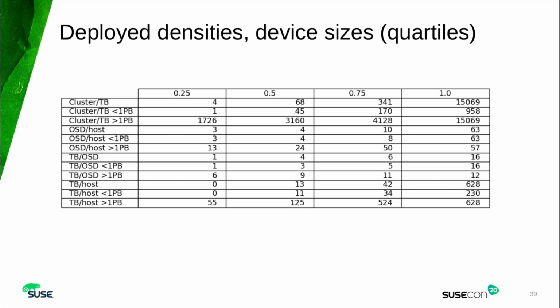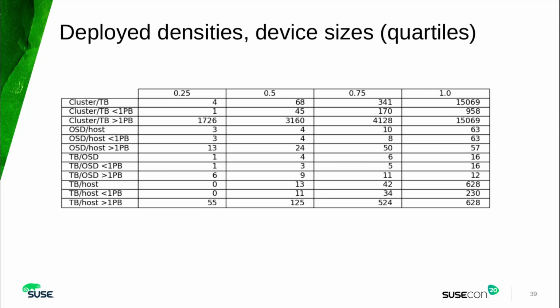What kind of information can we gain from this slide? Well, for example, we can tell that our median cluster has 68 terabytes, which is not very large. So we can assume that there's a significant proportion of lab clusters in this data set. However, when we look at the clusters that are already larger than 1 petabyte, which is unlikely to be a lab cluster unless you're CERN, the median cluster already has 3.1 petabytes worth of data. And the largest clusters that report here go up to 15 petabytes, which is significant.